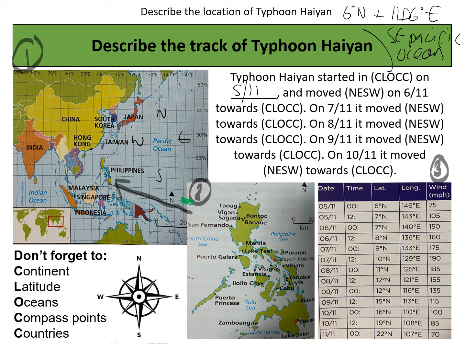And this was on the 5th of the 11th, and you could be even more specific, at midnight, okay? And then it started to move in a northerly direction. So it was traveling kind of in this direction, which would be like northwest. So it started to move northwest, and you could say towards the Philippines.